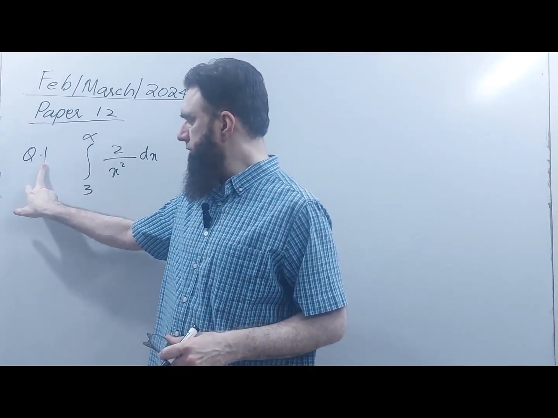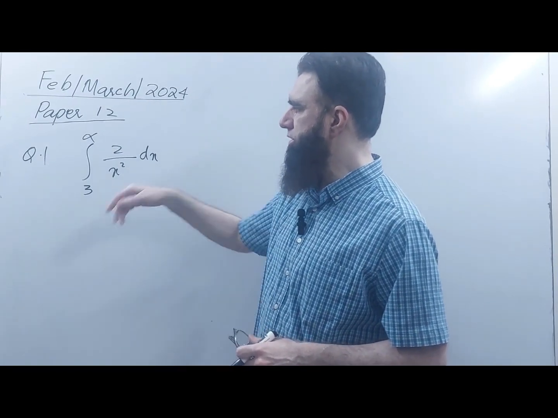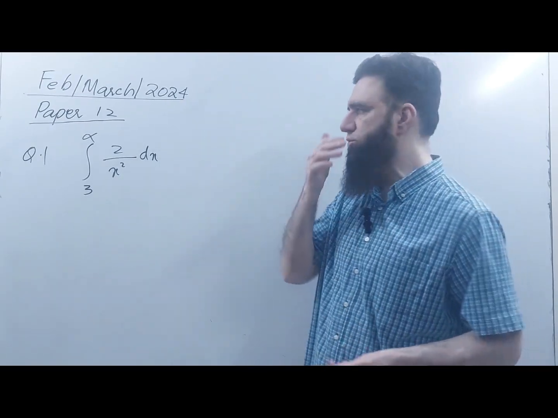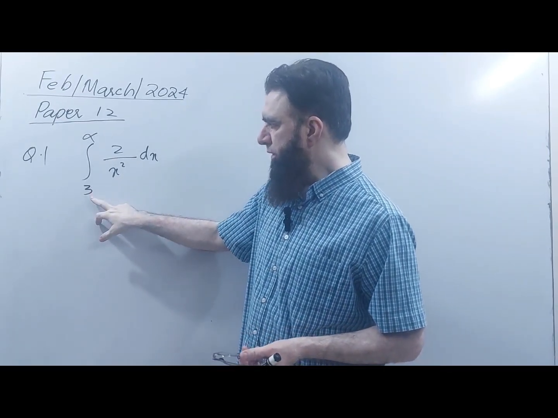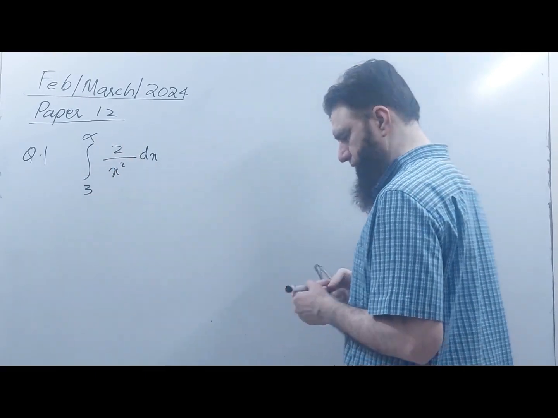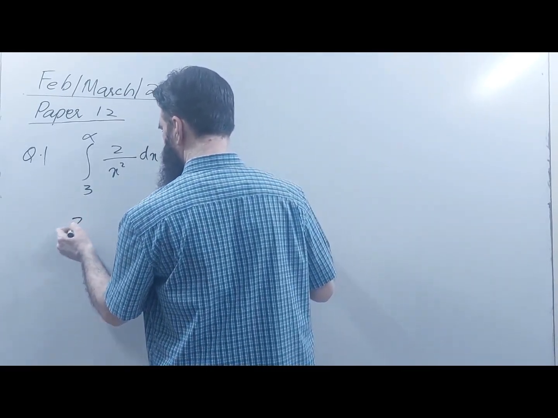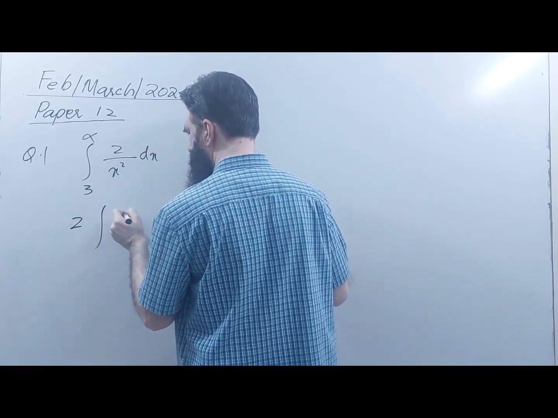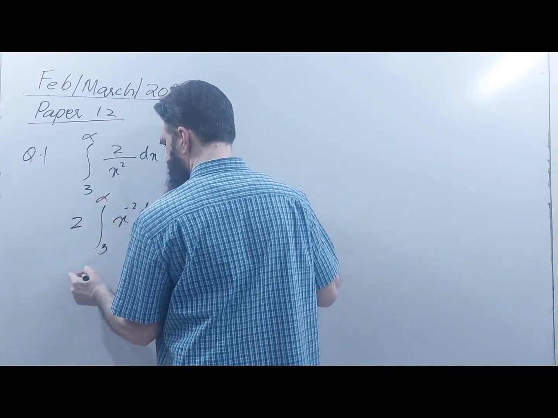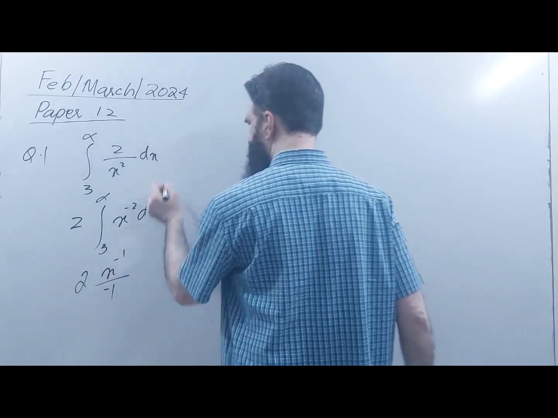Question number 1. This is an integration question. The paper always starts with the easiest question in the examination. The limits are from 3 to infinity, 2 upon x squared dx. So you know how to integrate these kind of terms. Take 2 outside the integration sign and this becomes x power minus 2 dx. And when you integrate it, you add 1 and you divide.